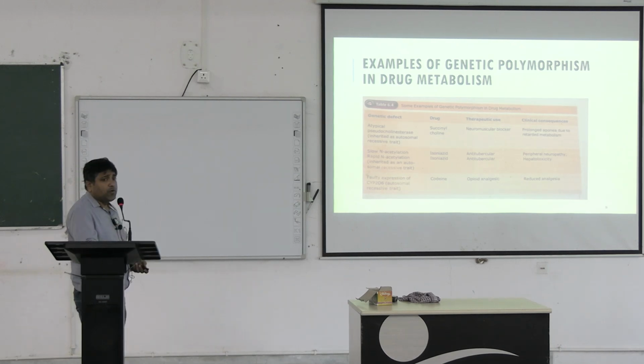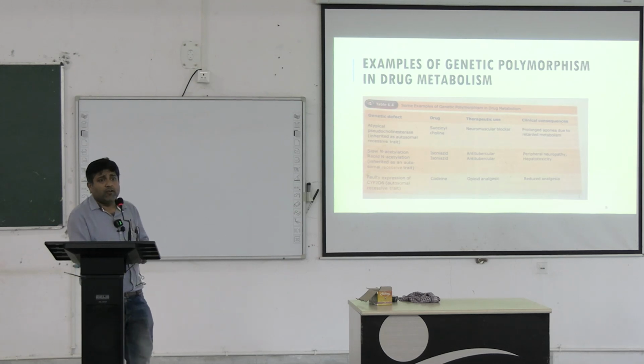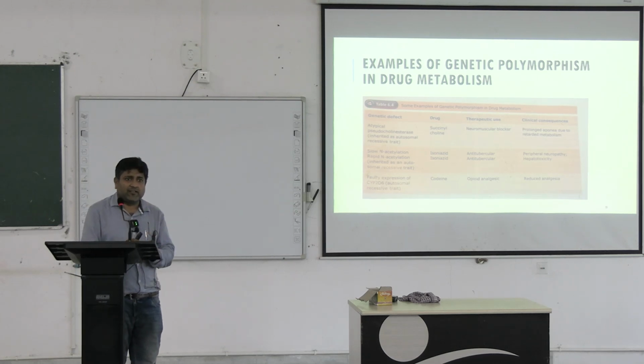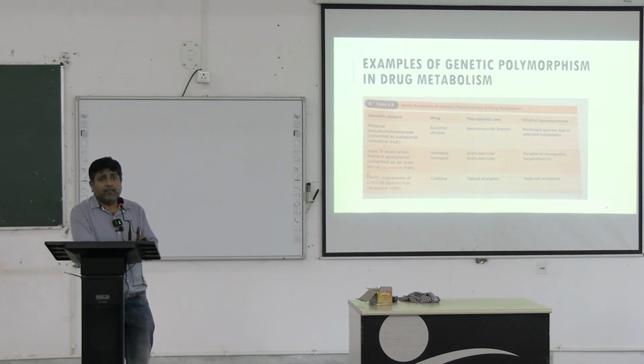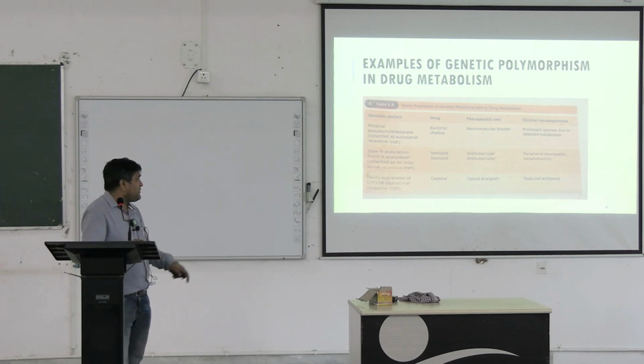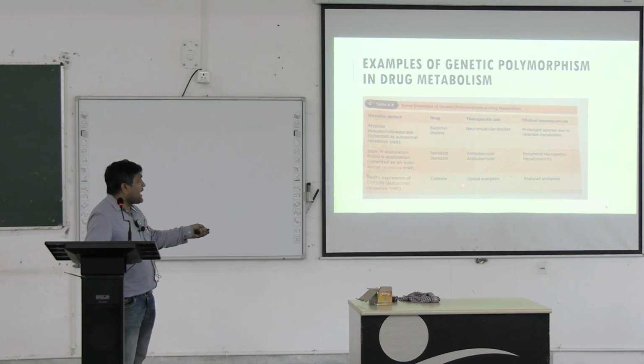Now codeine. Codeine is an opioid drug used for analgesic action and also for cough suppressant action. This codeine is metabolized by the CYP2D6 enzyme that shows genetic polymorphism, and in some individuals having deficient enzyme, the analgesic action of codeine will not be there.